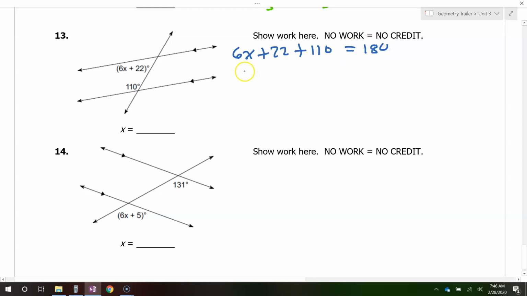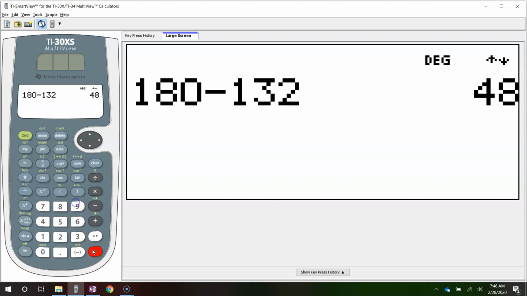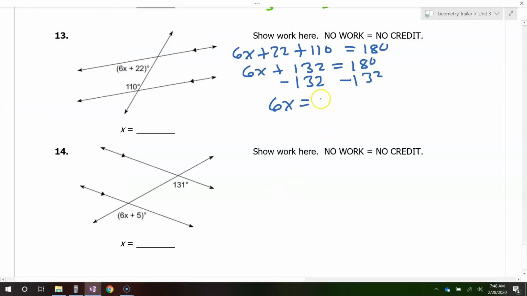So combining these like terms, I'm going to have 6x plus 132 is equal to 180. Then if I subtract 132 from both sides, okay, that's going to be 48. And then finally, if I divide both sides by 6, that's going to be 8.